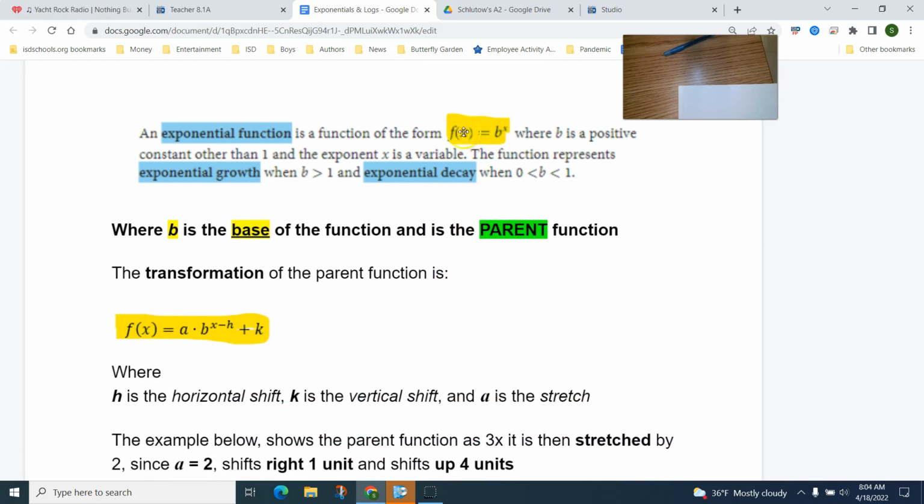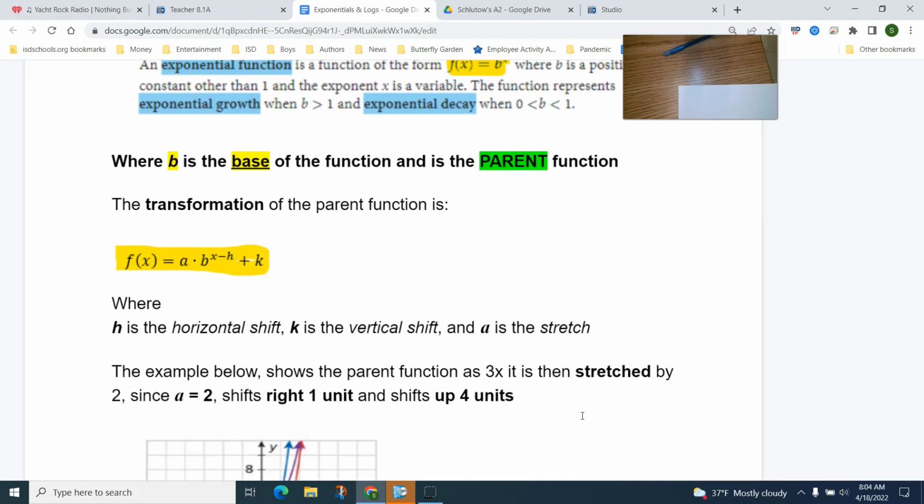But what you saw right here in the yellow, this is what we call the parent function, where b is what we call the base. The transformation of the parent function is a, the stretch, times the base b, then we have our h and k. H is the horizontal shift, k is the vertical shift, a is the stretch. Nothing has changed. This whole line has been the same since we've studied parabolas.